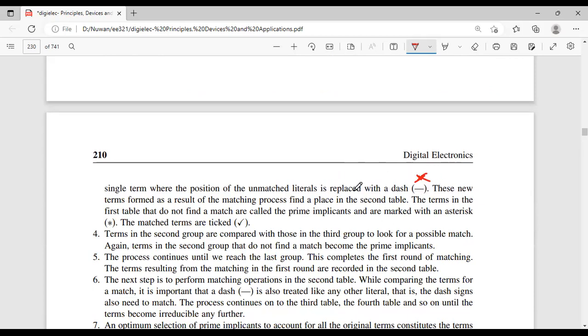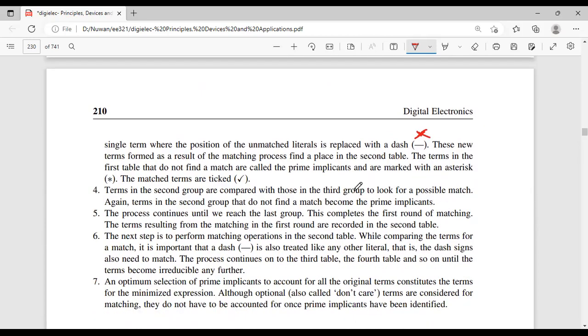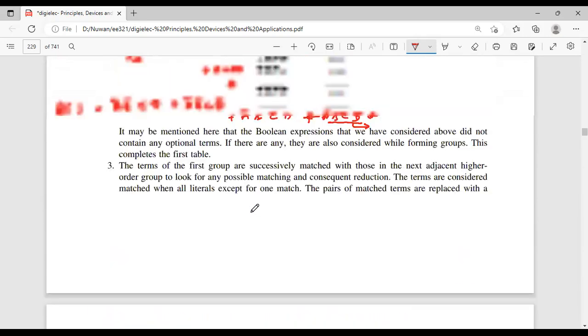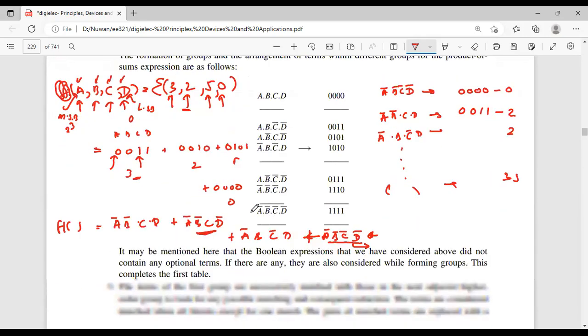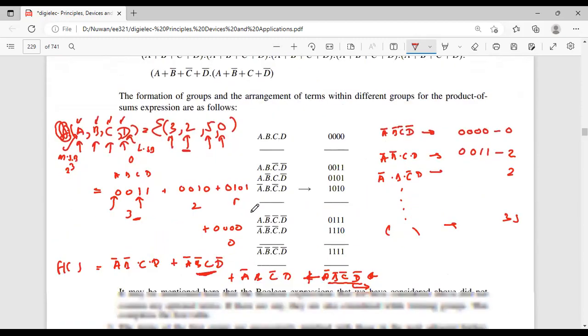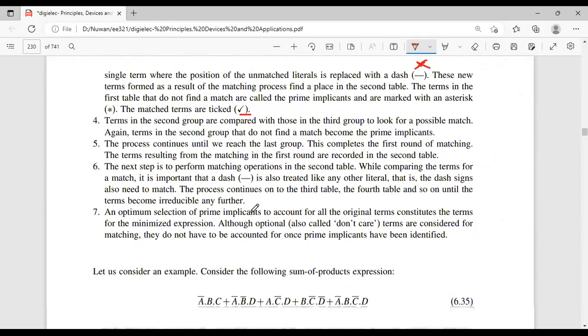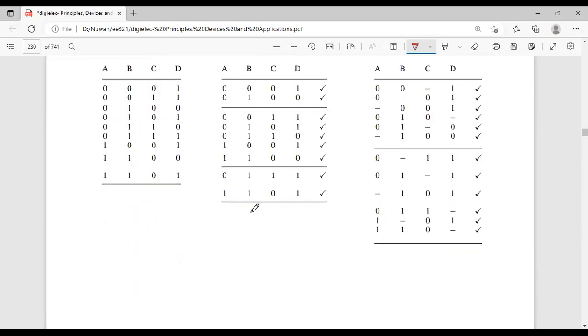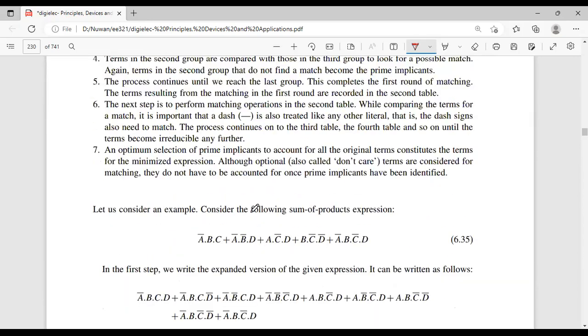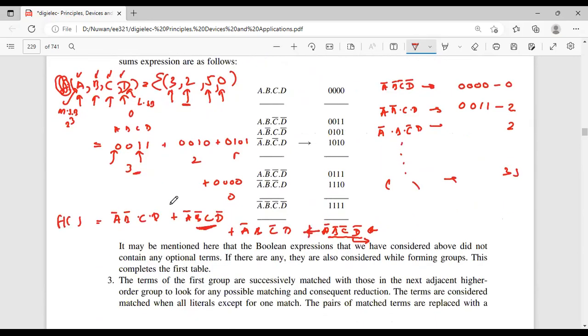Then if it is a match, you have to put the tick, okay? I think you can remember we have done this in 2 or 3 questions. If I'm going to explain this, it will take much time, and I think it is not useful. Anyway, this part I haven't done actually.